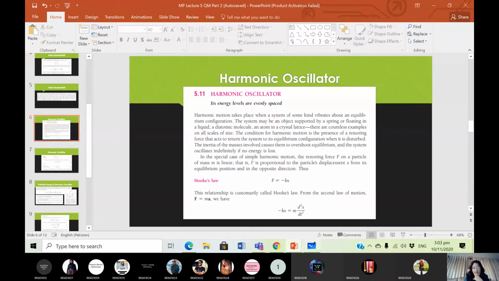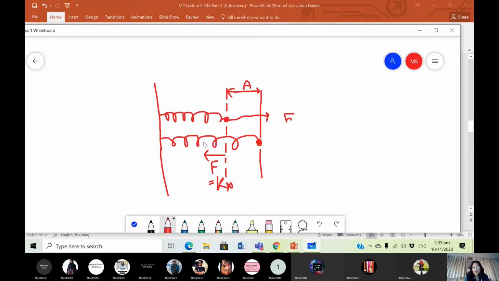The restoring force is minus kx. Why is it minus? Because it's in the opposite direction. If this is the positive x direction, and this is the positive y direction, we don't care about the y direction for now. We're only talking about the x direction. So if the force is in the positive x direction, the restoring force is going to be minus kx.